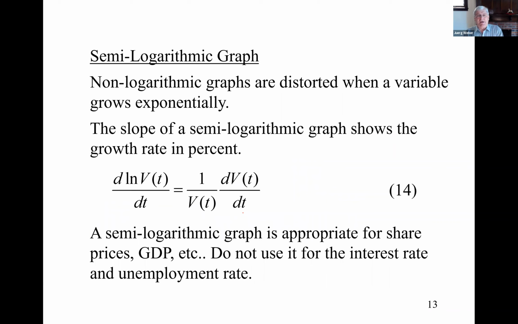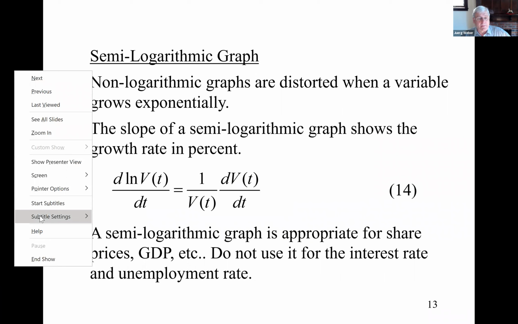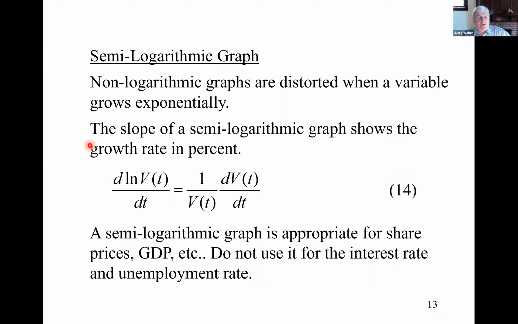So let's go to the semi-logarithmic graph. When a quantity or a variable, an economic variable or some variable, increases exponentially, then non-logarithmic graphs are quite distorted. The slope of a semi-logarithmic graph shows you actually the growth rate in percent. So what you do, you have here the value of our investment, but then you take the logarithm of it, and you plot the logarithm of the value of the investment in a semi-logarithmic graph.